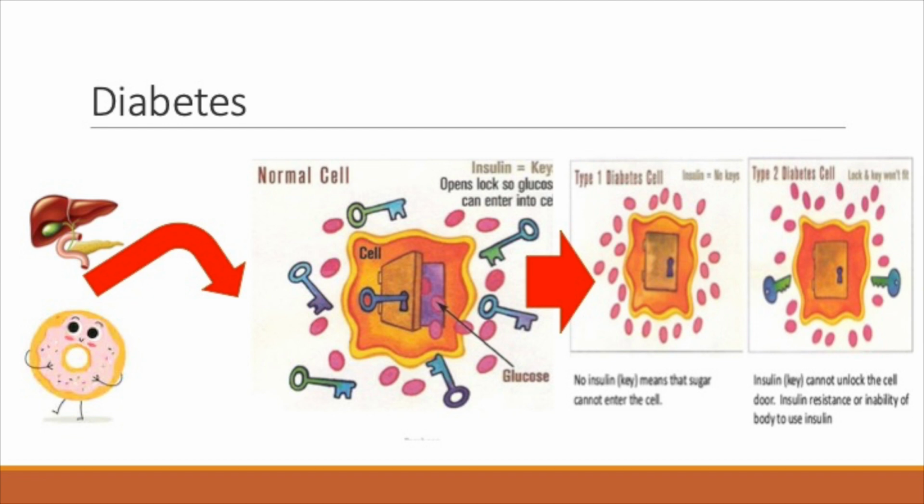For type 2, you have an insulin key but cannot unlock the cell door. Insulin resistance is present, an inability for the body to use the insulin. So the sugar cannot enter the cells and it stays in the blood. And again, it can reach toxic levels in the organs and tissues.